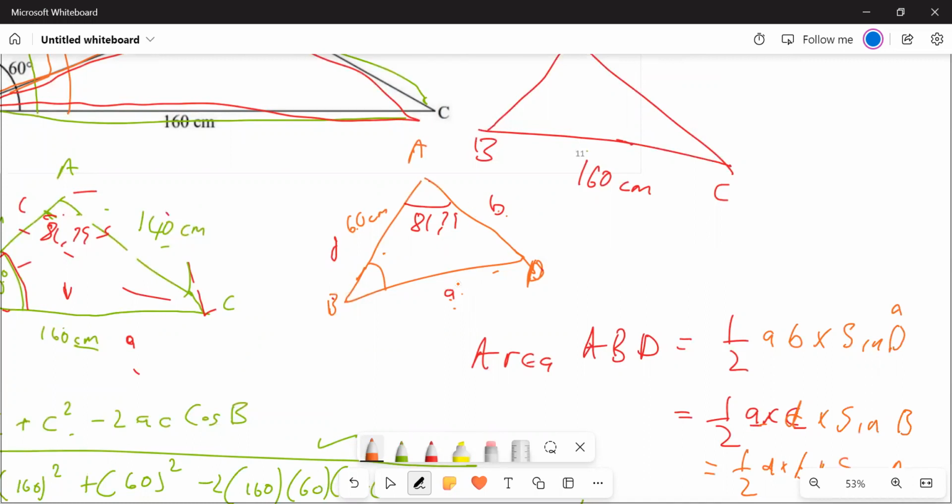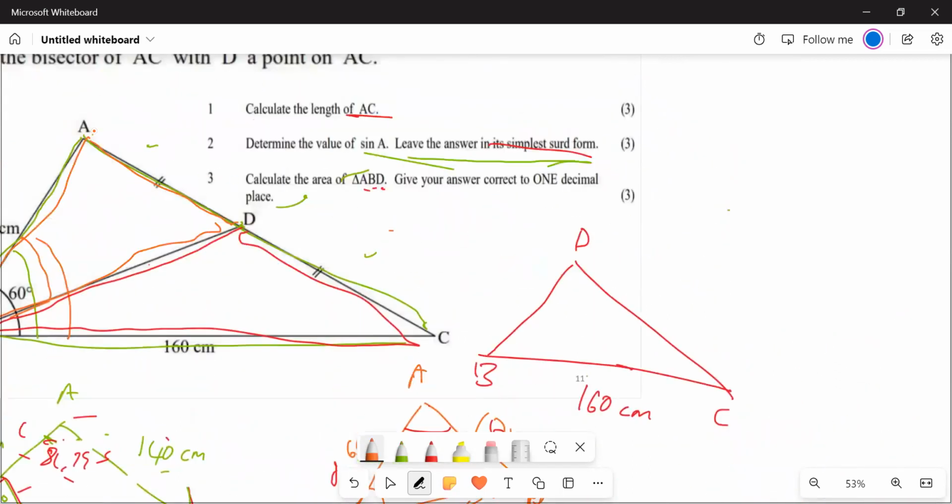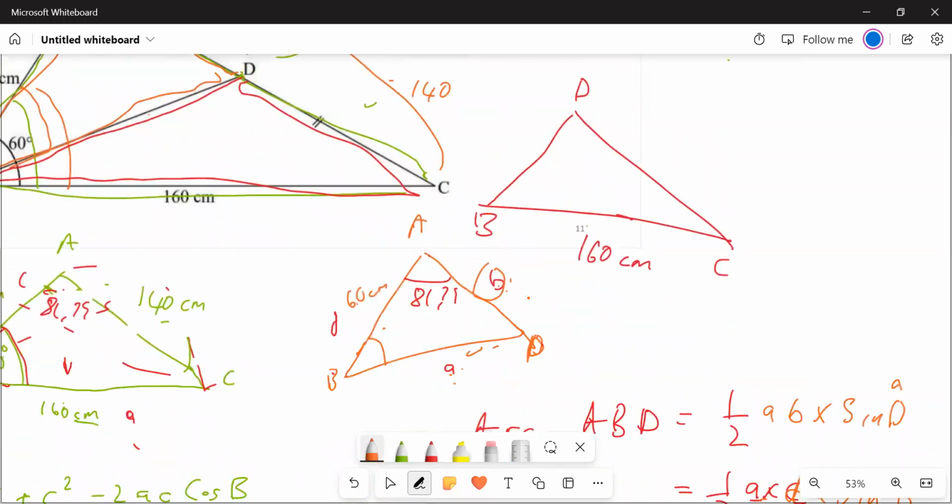Based on what we have here, which one can you use? Do we know what A is? We don't know what A is, but we know what B is. Do we know B? No, we don't know B, but we can get B. Starting from here to here, they told us this is 140. If this is 140, what do you expect 80 to be? These two are equal, so this one is going to be 70. Let's update our diagram: this one here is 70.